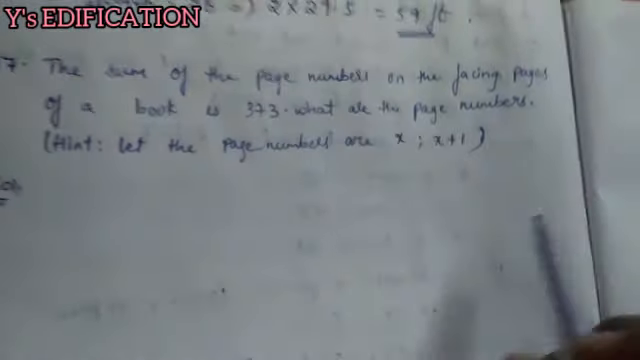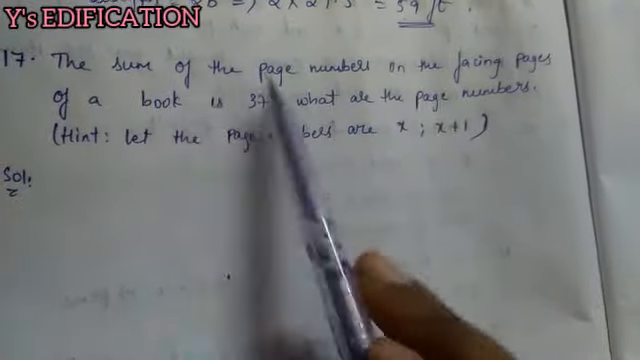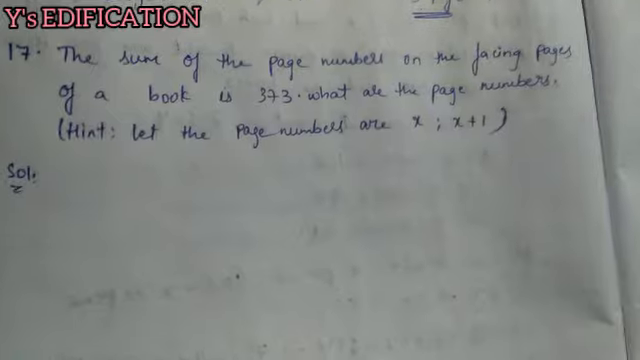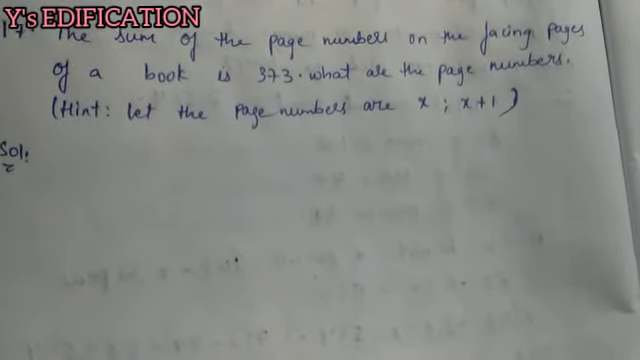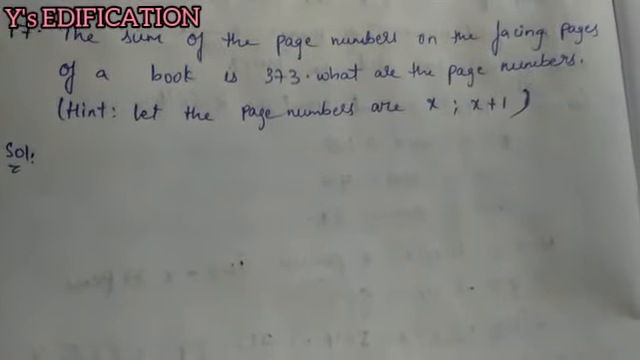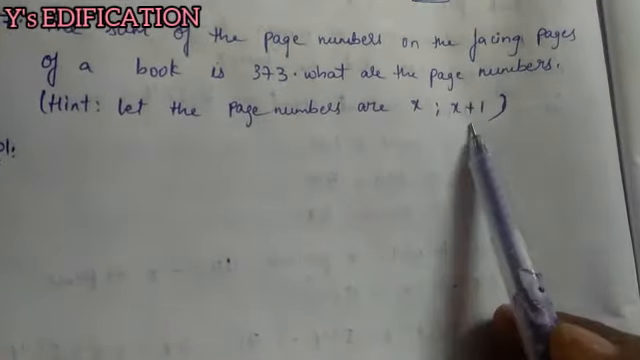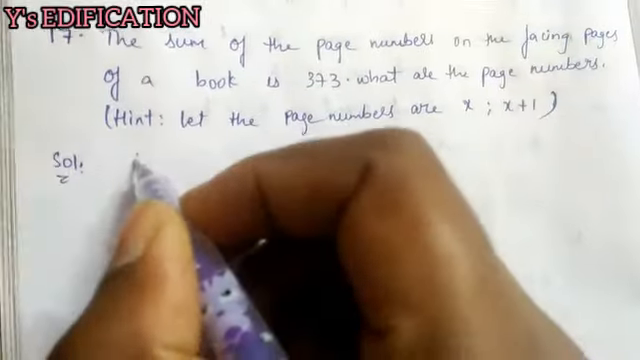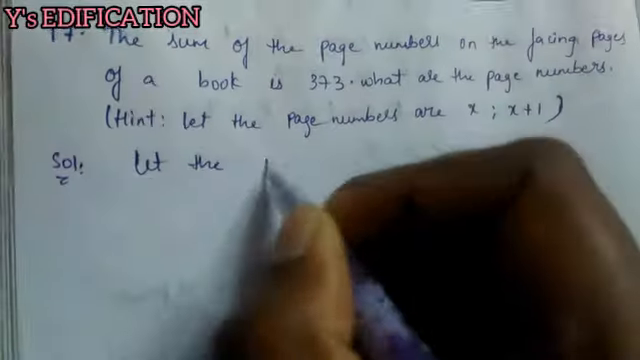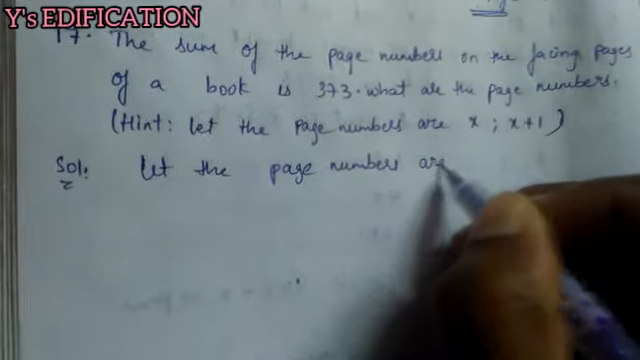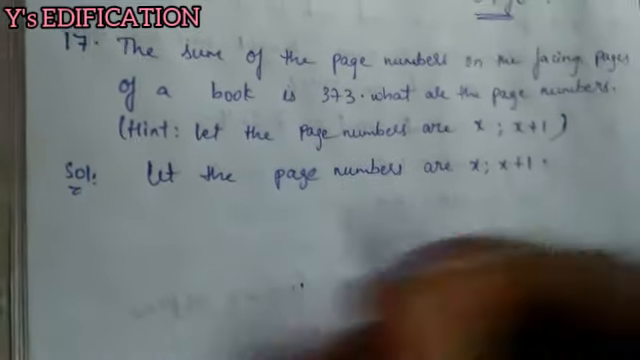Okay. And here comes the last question of this topic. The sum of the page numbers on the facing pages of a book is 373. What are the page numbers? Okay. And they gave the page numbers in the hint. First page is X and next page is X plus 1. When we add these two numbers, the sum will be 373. So first write down: let the page numbers be X and X plus 1.